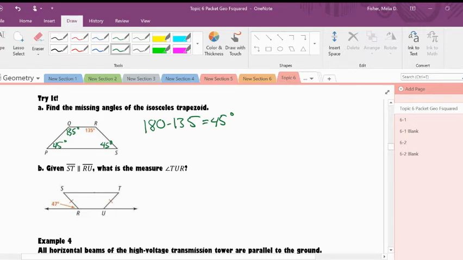Given that ST is parallel to RU, what is the measure of TUR? So we're looking for this angle right here. So we're going to use this other side, and we're going to take note that together this is a straight angle. And so I can do 180 minus 47 equals 133. If this is 133, then we know that angle TUR is also 133.